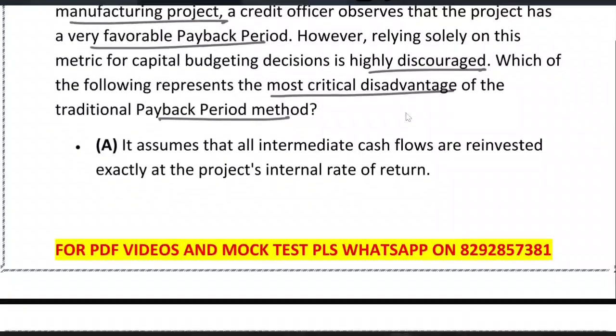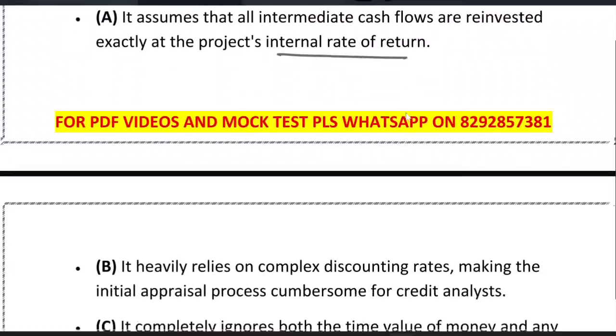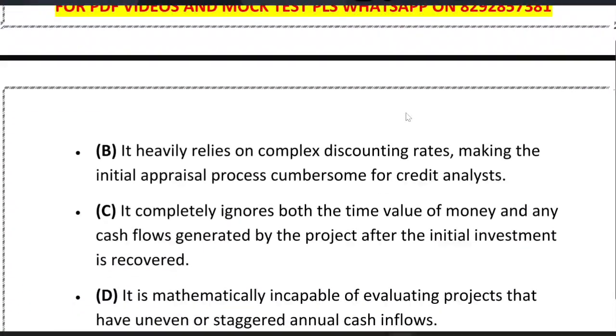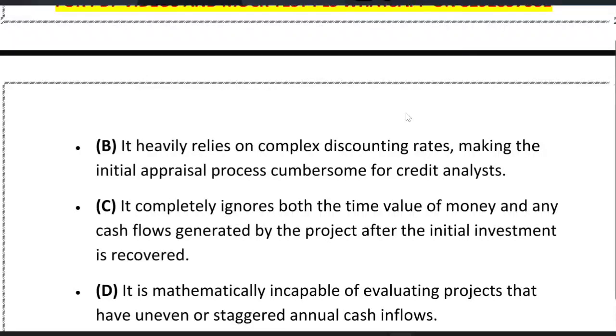Option A, it assumes that all the intermediate cash flows are reinvested exactly at the project's internal rate of return. Option B, it heavily relies on complex discounting rates, making the initial appraisal process cumbersome for credit analysts. Option C, it completely ignores both the time value of money and any cash flow generated by the project.